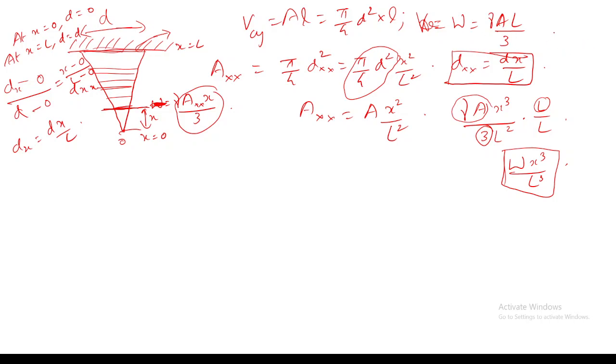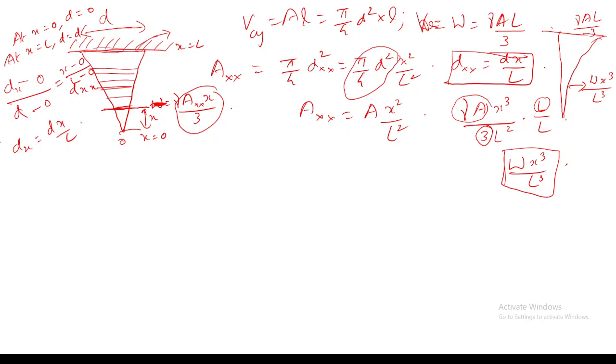So if I want to draw the loading diagram, or the axial loading diagram, how will it look like? It will look like W into x cube by L cube, which is a cubic parabola. Here I will be having gamma AL divided by 3, and this curve will follow this equation Wx cube by L cube. Are you getting what I am saying? Is everything clear, right? Then what should I do?